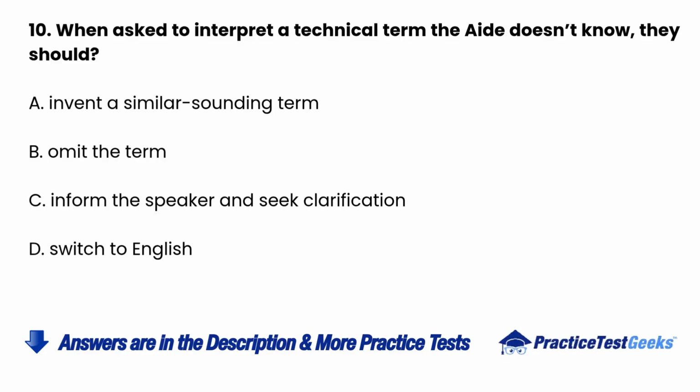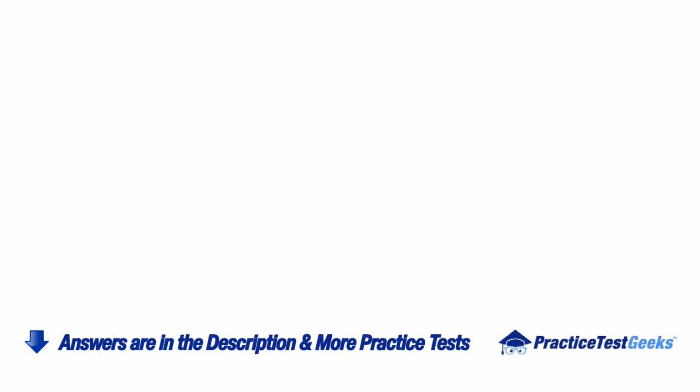10. When asked to interpret a technical term the aide doesn't know, they should A. Invent a similar sounding term. B. Omit the term. C. Inform the speaker and seek clarification. D. Switch to English.